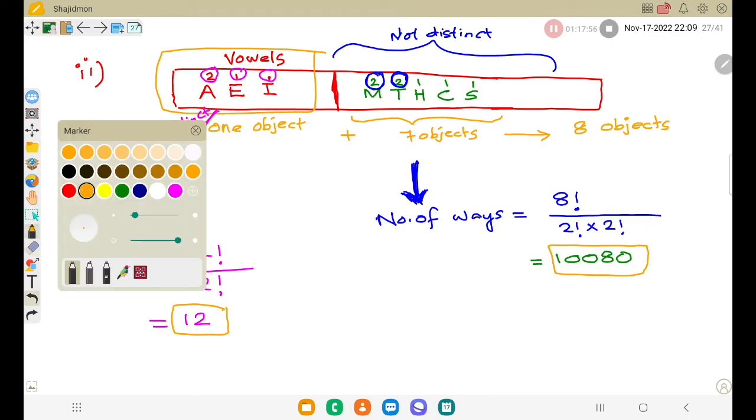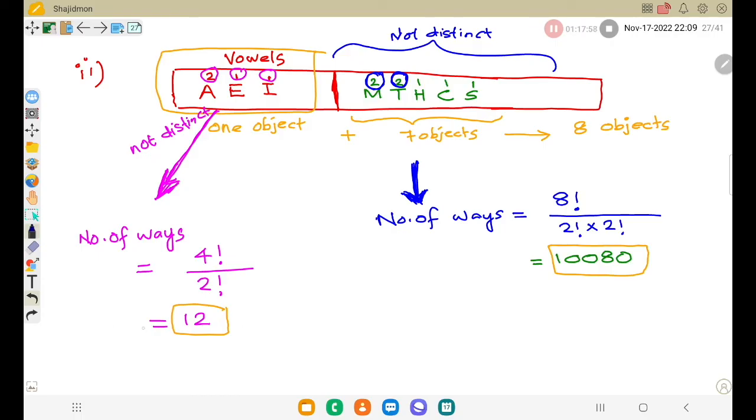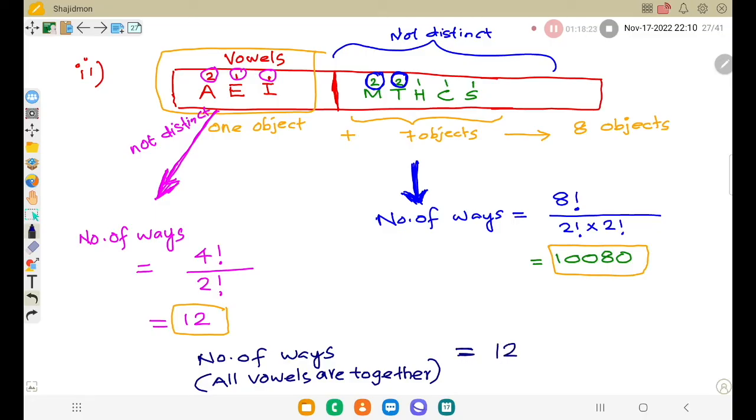All vowels are together, how many ways? Okay. So we can write here number of ways. What number of ways? All vowels are together. All vowels are together. Totally how many number of ways? We can write this one. What we do? 12 multiply 10080. We multiply these 2 numbers.